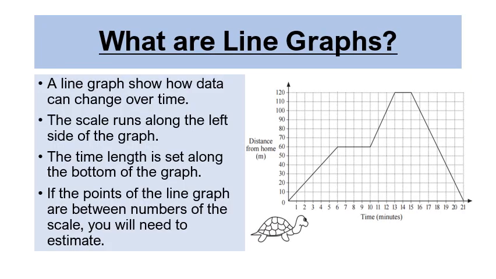So they are called line graphs. What are line graphs? A line graph shows us how data can change over time. The scale runs along the left side of the graph. On the scale here, the numbers go up in steps of 10. The time length is set along the bottom of the graph, or the horizontal axis as you know it, and the time here is set in minutes. If the points of the line graph are between numbers of the scale, you will need to estimate.